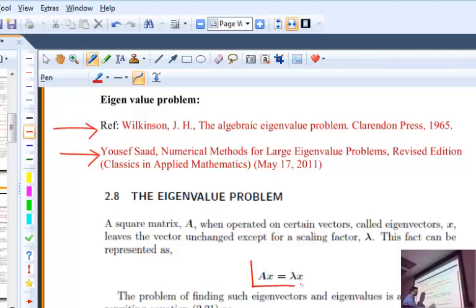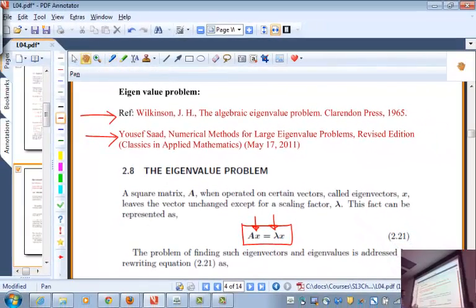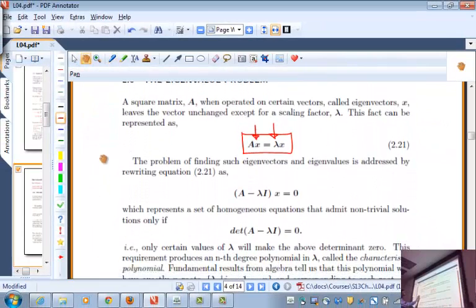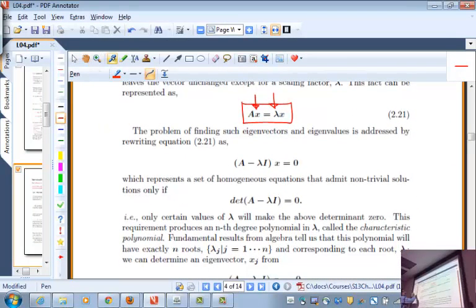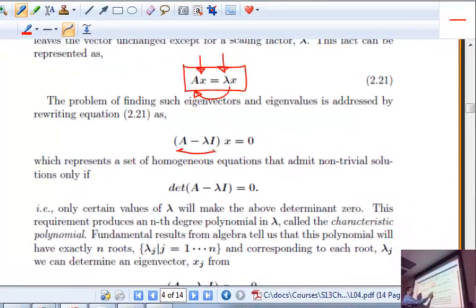Given a matrix A, you need to find a set of vectors which, when operated on by A, give you the same vector except for a scaling. If they satisfy this property, then we call these vectors the eigenvectors and lambda the eigenvalues corresponding to those. You can simply take this to the left-hand side and rearrange that equation as A minus lambda I times x equal to 0.